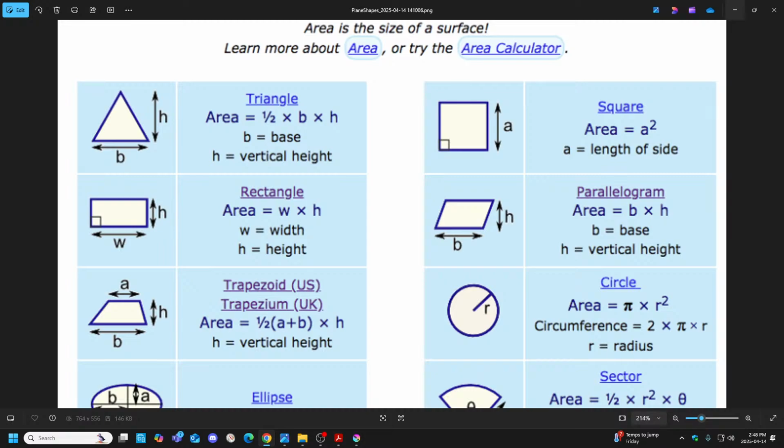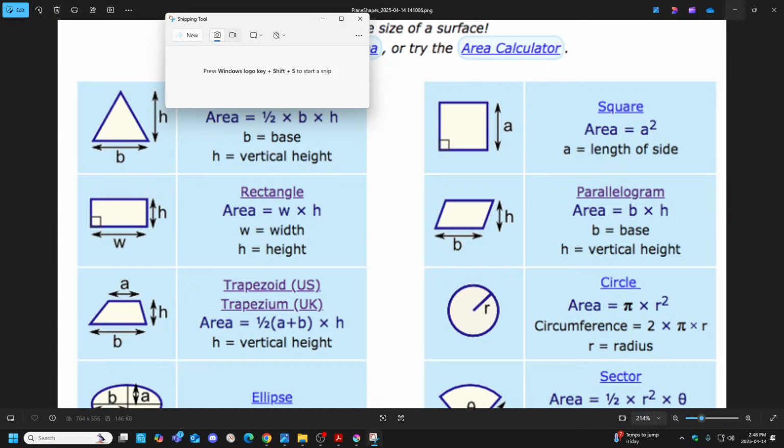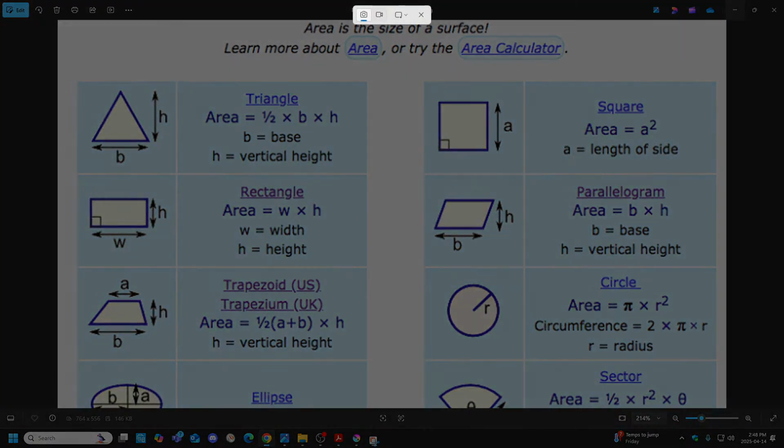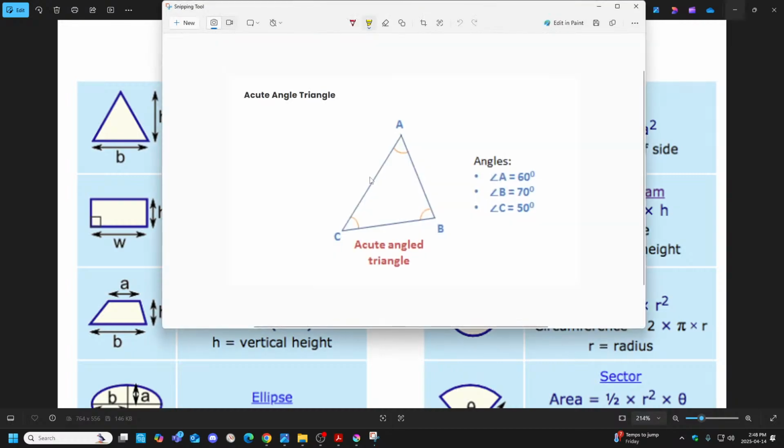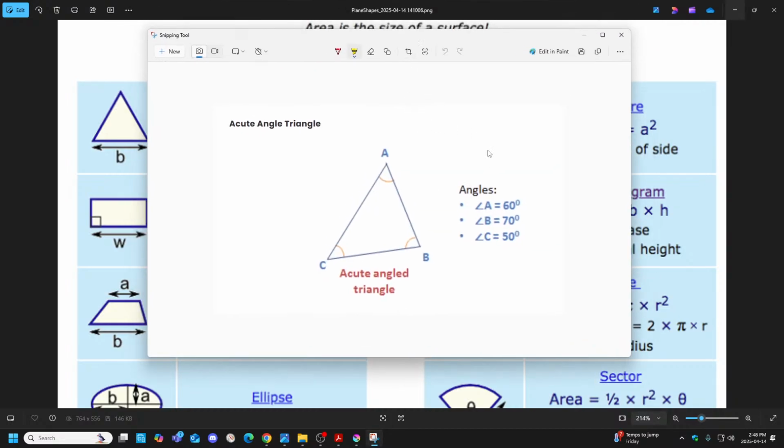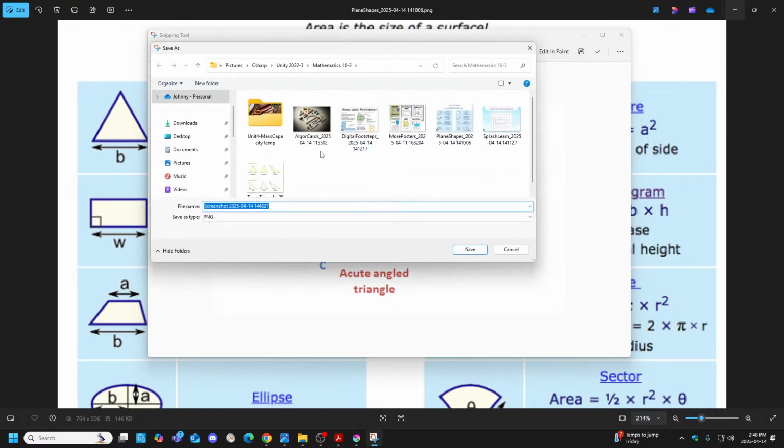Okay, acute. Acute triangle is a handsome or beautiful triangle. Those are just jokes, guys. They're just jokes. I'll save that. Acute triangle.